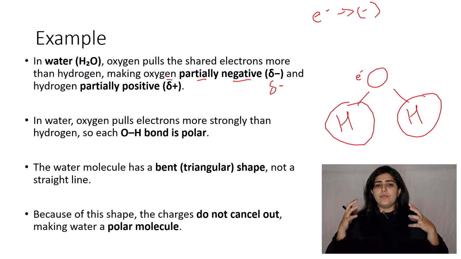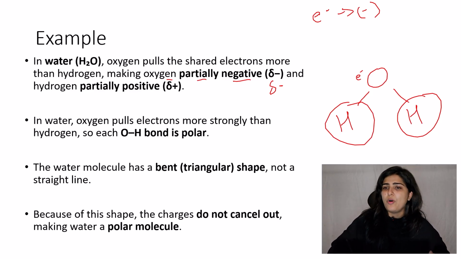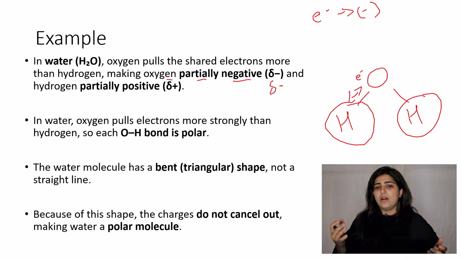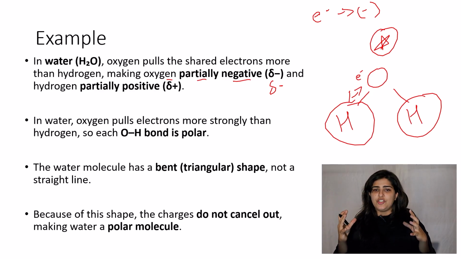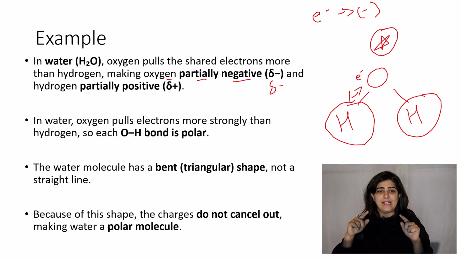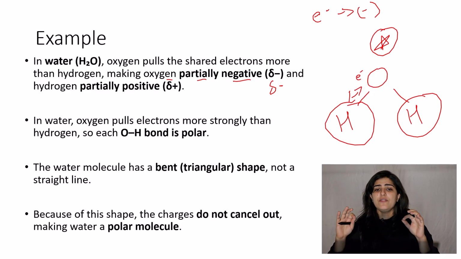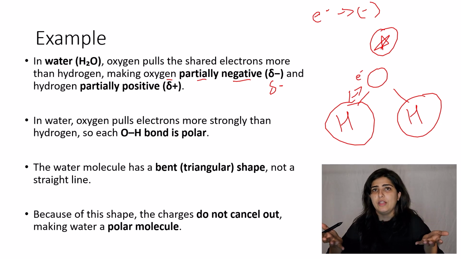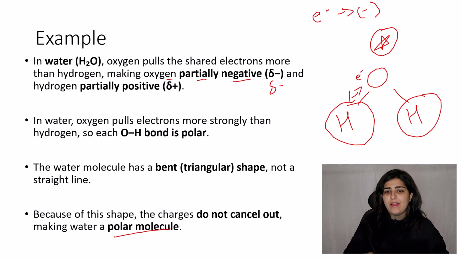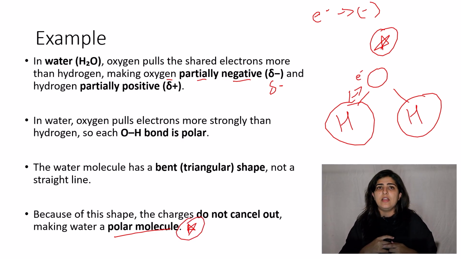Now in water, we can therefore safely say that the bond which is formed is the polar covalent bond. This also gives the water molecule its triangular shape, which is also called the bent shape, not a straight line but a bent shape. And because of this shape, the charges do not cancel out, making water a polar molecule. This is in fact one of the very important reasons due to which water shows the kind of features that it shows, which we are going to discuss in our upcoming video.